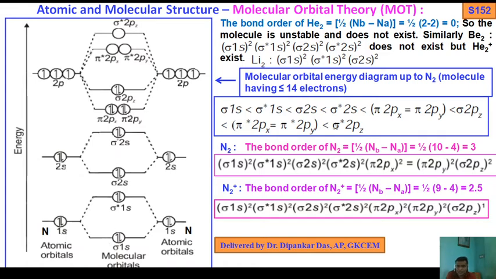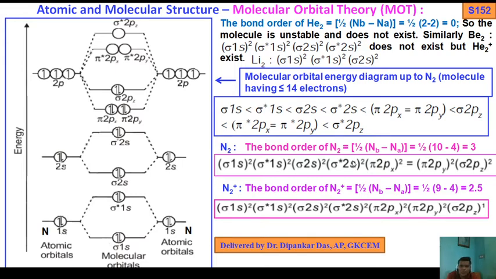These orbitals are vacant, so they do not possess any electrons, because here you count 2 plus 2, 4, 6, 8, 10, 12, 14. So that is the MO electronic configuration of nitrogen. So what about N2 plus?